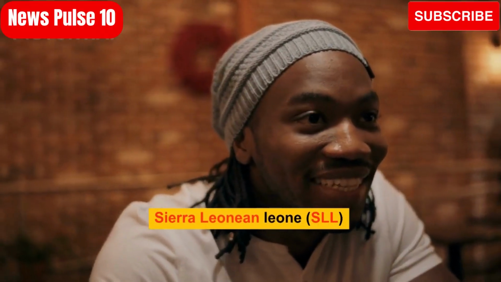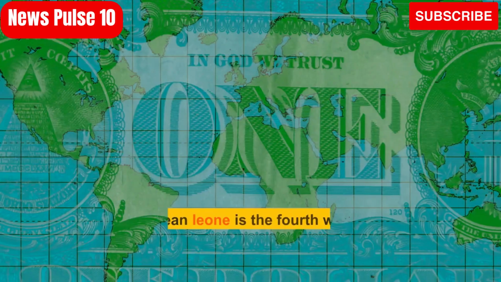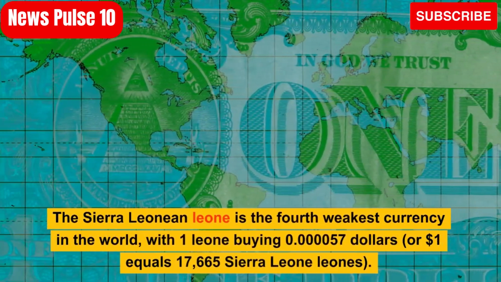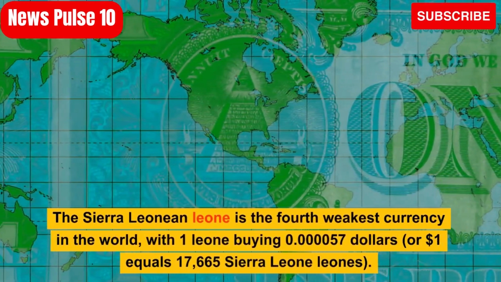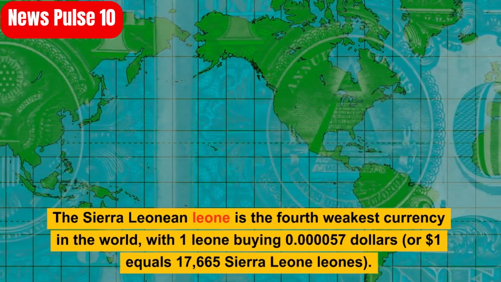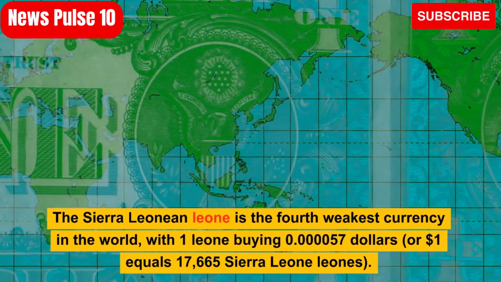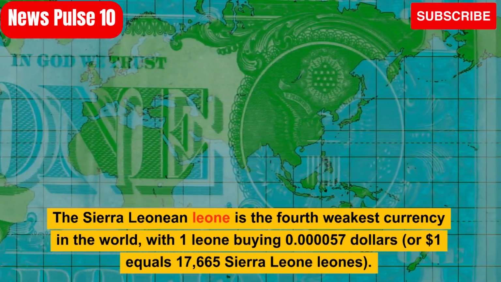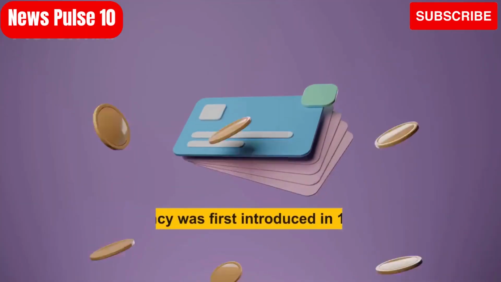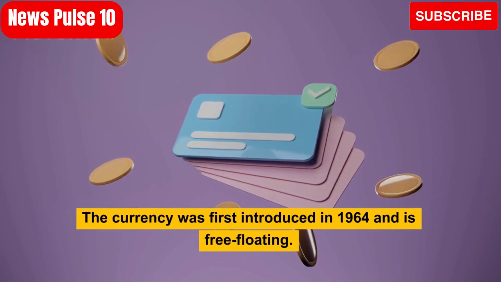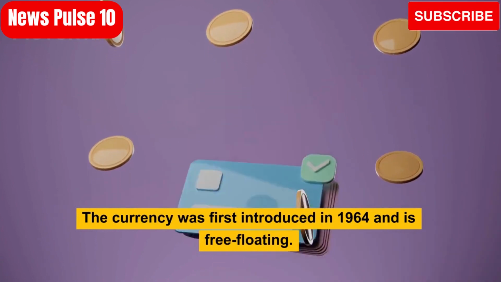4. Sierra Leonean Leone, SLL. The Sierra Leonean Leone is the fourth weakest currency in the world, with 1 Leone buying $0.000057 or $1 equals 17,665 Sierra Leone leones. The currency was first introduced in 1964 and is free-floating.